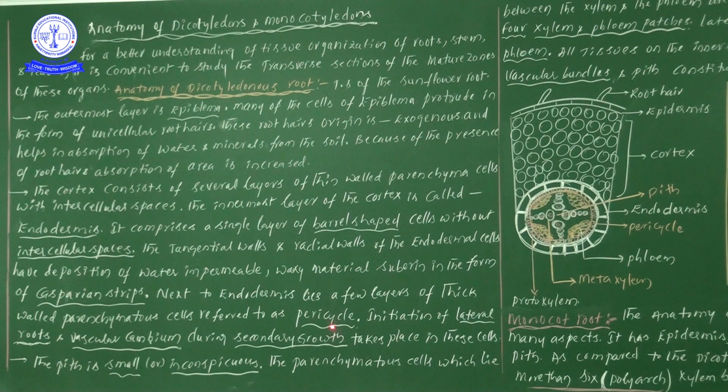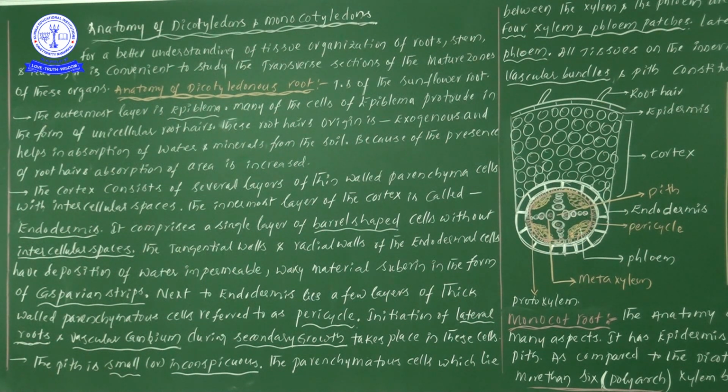So the use of the pericycle cells is that it helps in initiation of lateral roots. In the 2017 NEET examination they gave this bit. Pericycle definitely helps in initiation of lateral roots. So initiation of lateral roots is under the control of the pericycle, and thereby the lateral roots origin is endogenous.